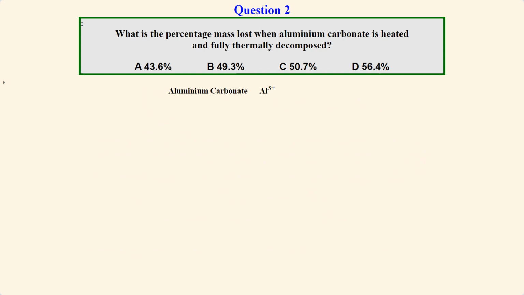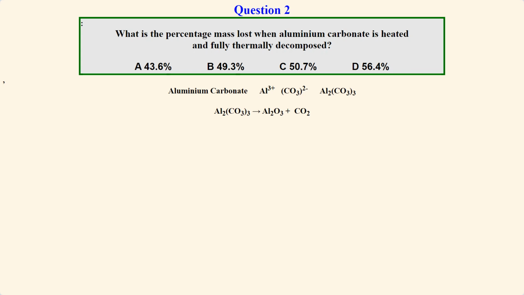Aluminium forms 3 plus ions, aluminium being in group 3, and the carbonate ion is CO3 2 minus. Now, aluminium carbonate has no overall charge, so to achieve that, we need to have 2 lots of Al3 plus and 3 lots of the CO3 2 minus, so the 6 plus and the 6 minus balance out. Therefore, the formula for aluminium carbonate is Al2(CO3)3. Now, when we do the thermal decomposition, as mentioned, we get the oxide and carbon dioxide.